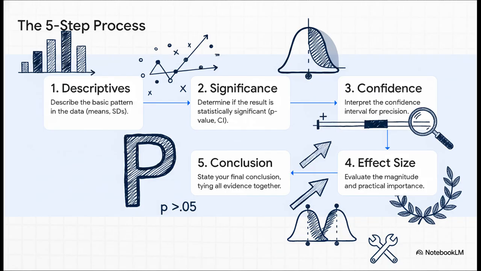First, we describe the descriptives. Basically, what's the general scene? Then we determine significance. Is this a real lead or not? Next, we interpret the confidence interval to see how precise our evidence really is. Then we evaluate the effect size to understand how big our finding is. And finally, we state our conclusion, tying it all together. So let's put this kit to work.